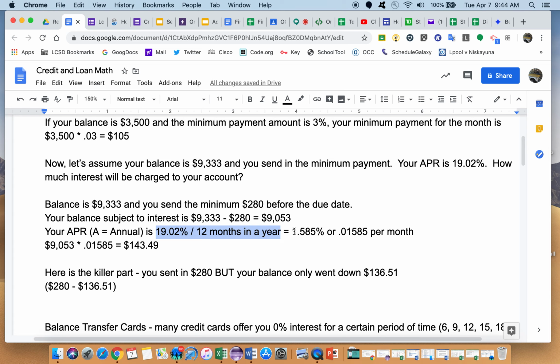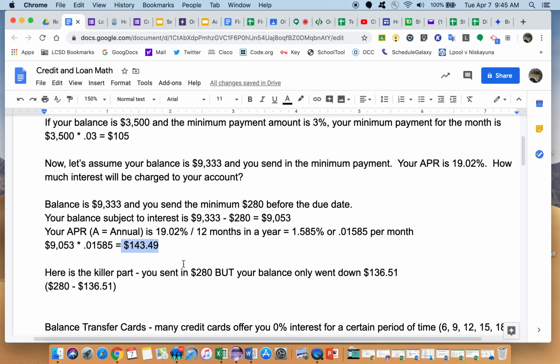And that gives us a monthly interest rate of 1.585%. And if we move the decimal over, it's 0.001585. So that's every month. All right, every month. So if I go back to my balance after my payment, I owe them $9,053. They multiply that by the interest, and they will add $143.49 to your balance.